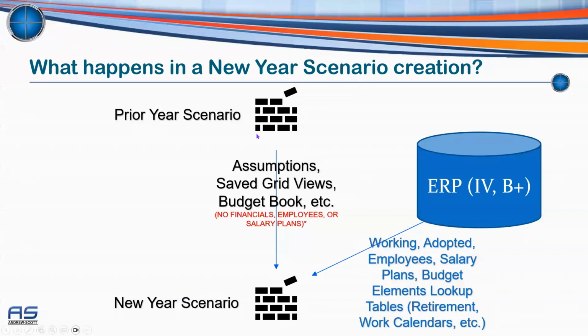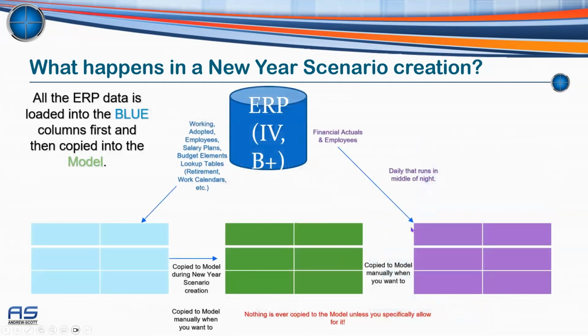All right. So again, the only thing that comes from your prior year, which is your adopted, is the assumptions and some saved grid views and budget book. Everything else is reloaded fresh from Infinite Visions. We talked about all of your ERP stuff, working, adopted, employee, salary plans, budget elements, loaded into the blue and then copied into the model. And then every night your purple is updated as well.